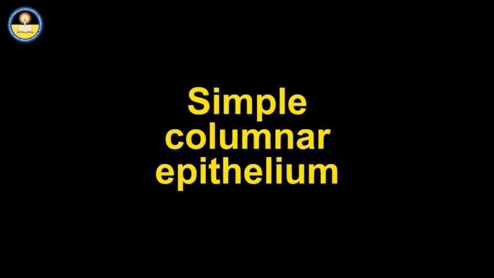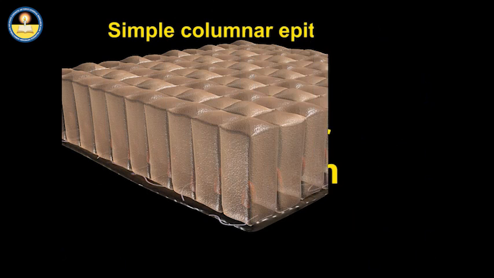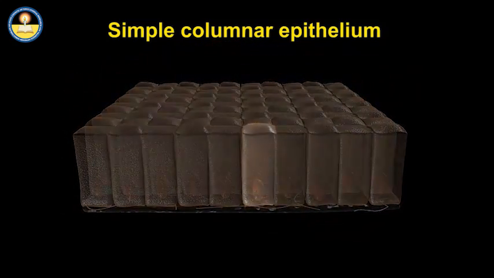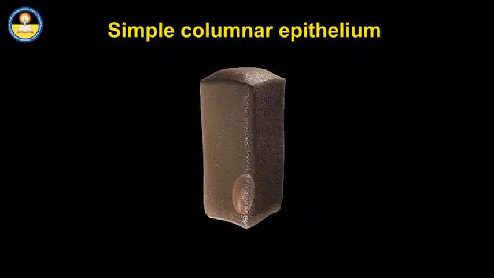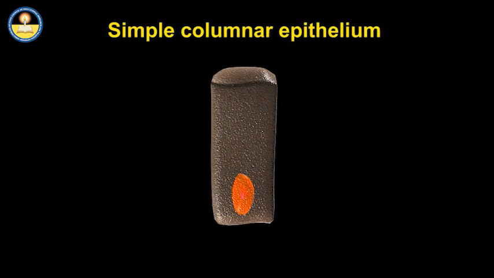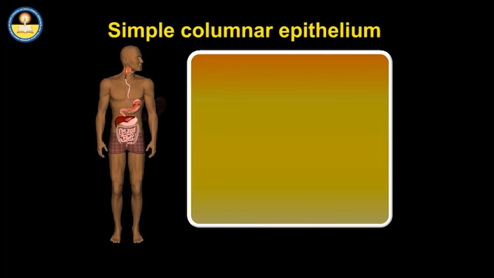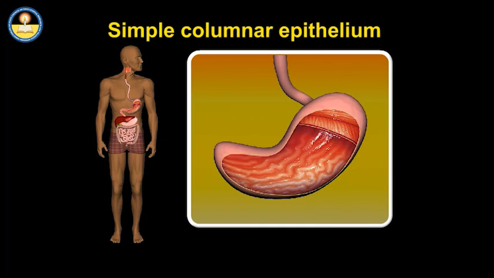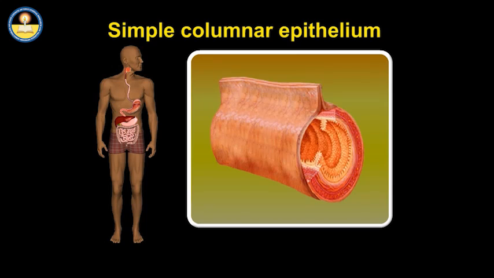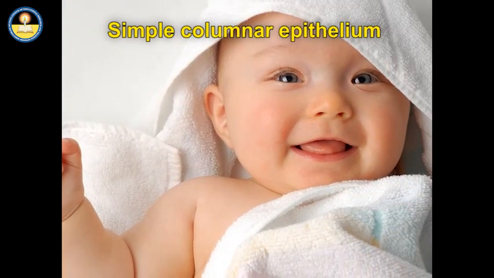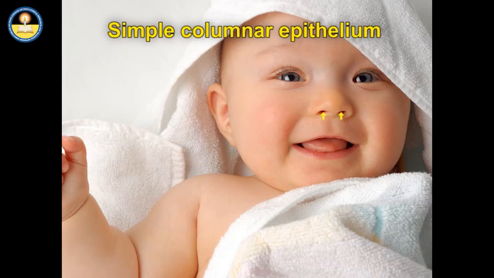Simple columnar epithelium. Cells present in simple columnar epithelium are longer than they are wide. The cells are elongated and column-shaped. The nuclei are elongated and are usually located near the base of the cells. Columnar epithelium forms the lining of the stomach and intestines. Some columnar cells are specialized for sensory reception, such as in the nose, ears, and the taste buds of the tongue.